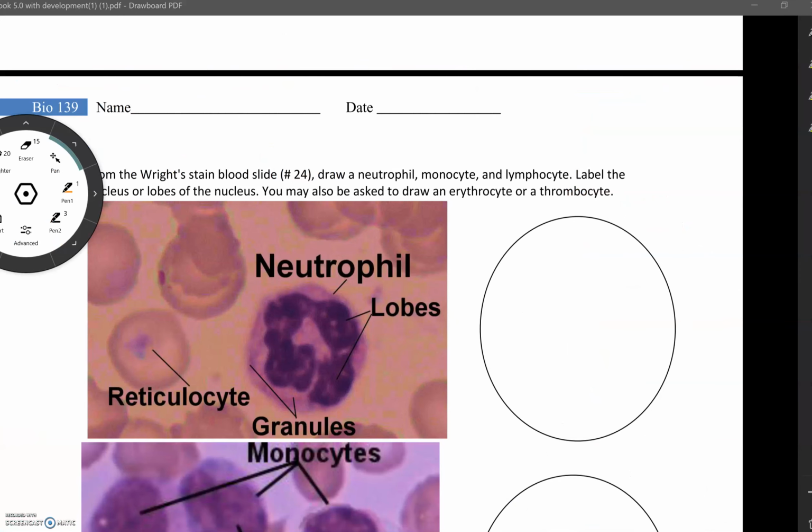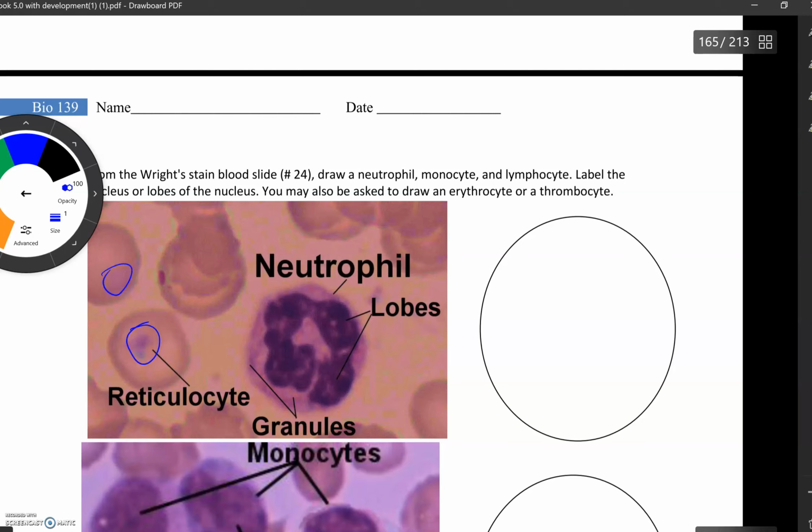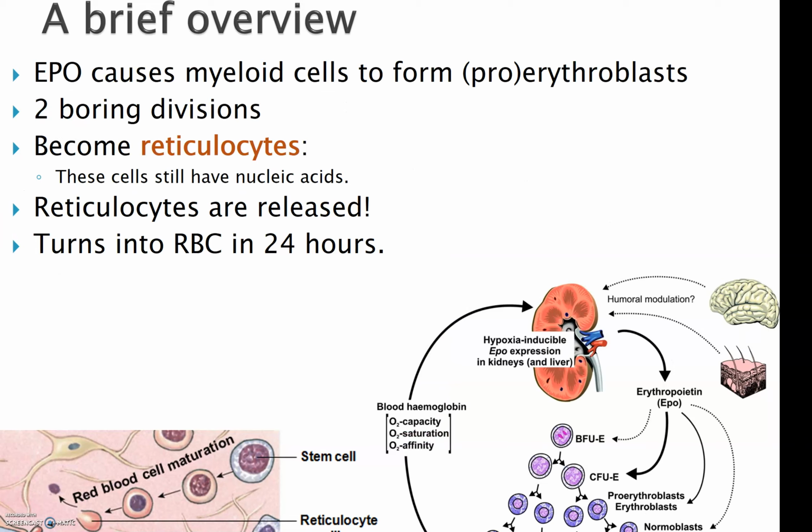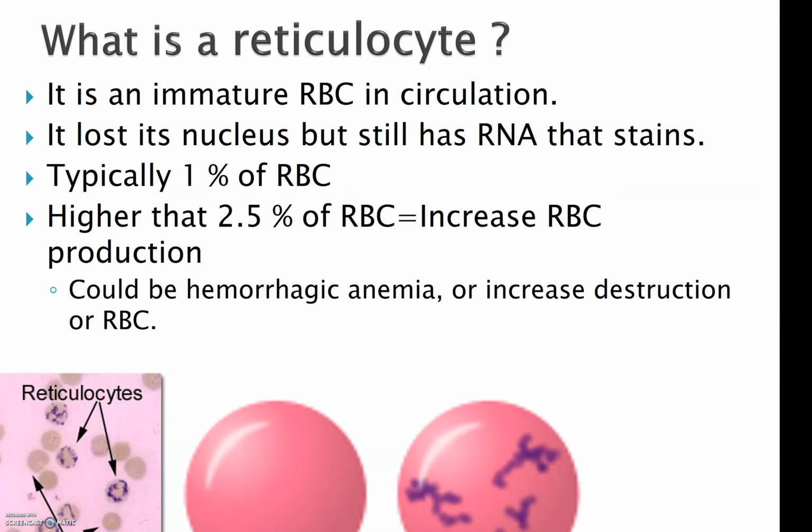Hanging out with this neutrophil, we have a reticulocyte. We have some nucleic acids right there. That might be a reticulocyte too. They tend to be less than 3% of circulating red blood cells. So after 24 hours, they lose their nucleic acids and they become a normal erythrocyte. So a reticulocyte is an immature red blood cell in circulation.